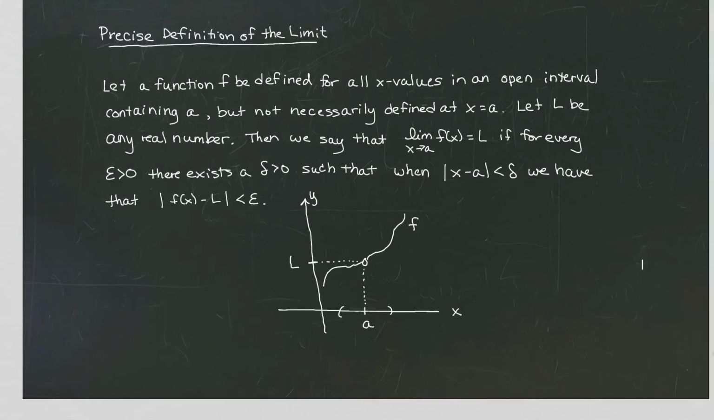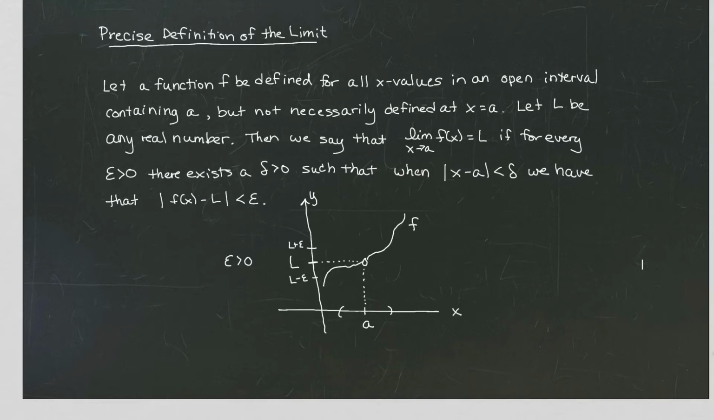Now, what does it mean to be a limit? Well, the idea is this. We take any epsilon, positive number greater than 0, and we define around L an epsilon band, meaning we look at L plus epsilon and we look at L minus epsilon.